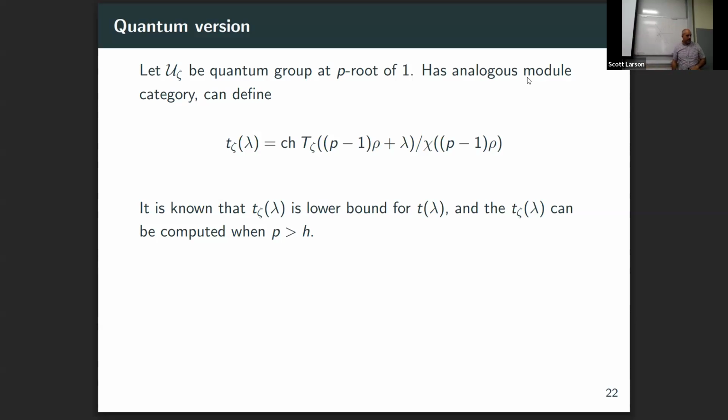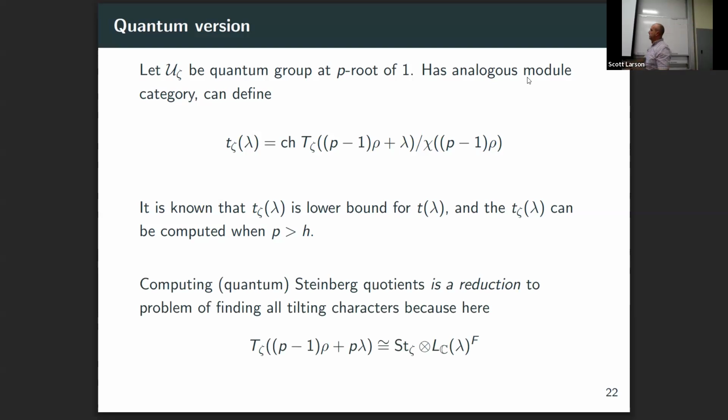So they're interesting. And they can actually be computed when p is bigger than h because the multiplicities can be read off from Lusztig's conjecture. And this is a reduction in the quantum setting. If you're computing Steinberg quotients for tilting modules, this is a strictly smaller problem than finding the characters of all tilting modules. Because in the quantum setting, the tilting module with highest weight Steinberg plus p times lambda is isomorphic to the quantum Steinberg tensor the Frobenius twist of a simple module for the classical group. The quantum Frobenius does not land back at the quantum group, it lands at the classical enveloping algebra. And so these characters, this bit, we know completely what it is. So this is actually a reduction.